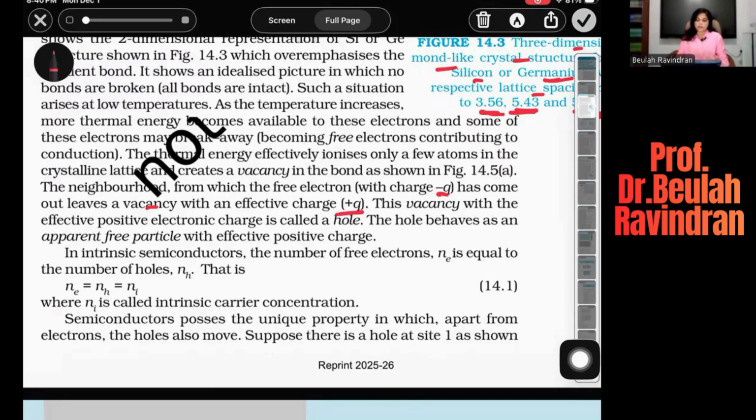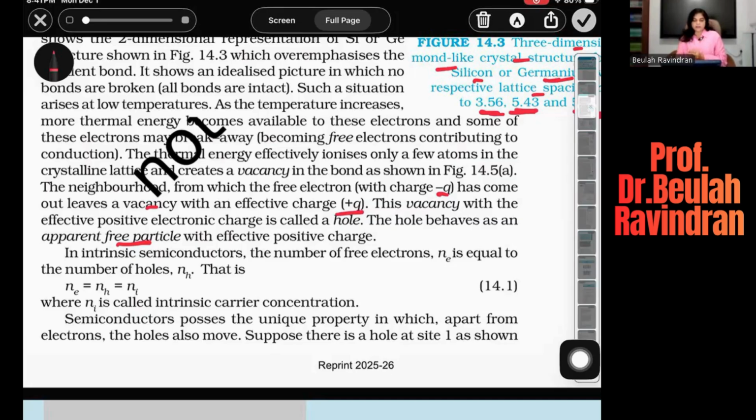Okay, the hole behaves as an apparent free particle, so that it can be reaccommodated by the electrons. So it is an active particle, kind of free particle. See, this electron is also a free electron right now, after absorbing the thermal energy. Is it clear for you?